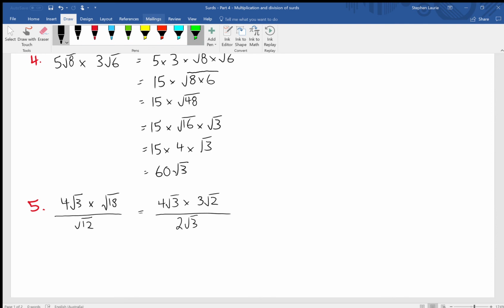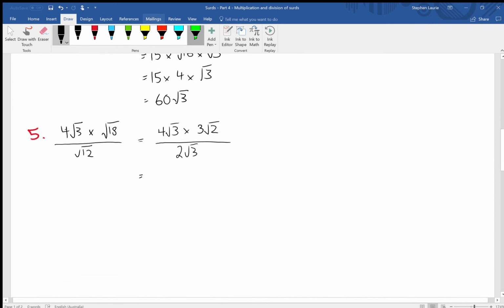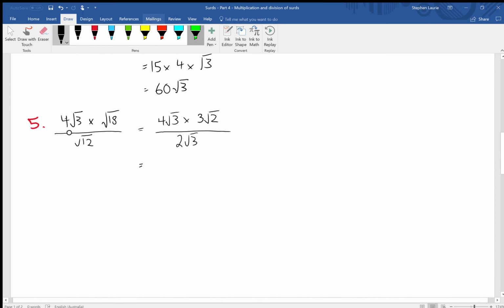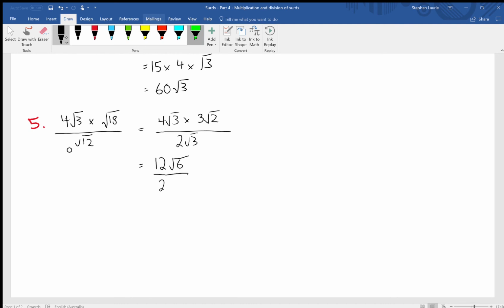Now just focusing on the numerator. 4 lots of 3 is 12, and we have our root 3 times root 2, which is root 6. So the numerator is 12 root 6. On the bottom, or the denominator, we still have 2 root 3.